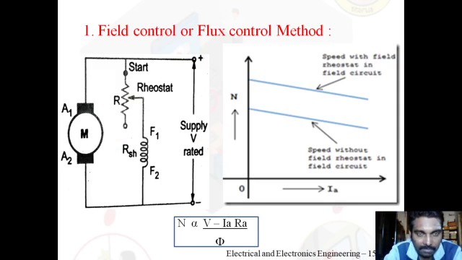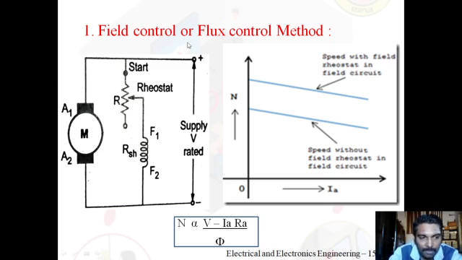The first method in the speed control is the field control method, or the flux control method. As we have already seen from the speed equation, if the flux is varied, then automatically the speed of the motor can be varied. So let us analyze this.